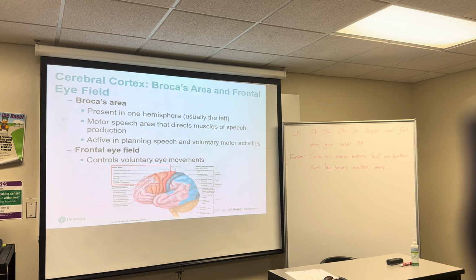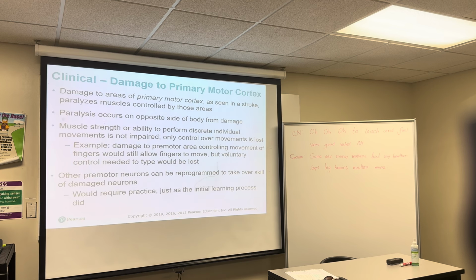As I have been talking about the Broca's area, what is the function of the Broca's area? Present in one hemisphere, usually the left, because why? If you are right-handed, that means your left is dominant, so your Broca's area is present in the left. Motor speech area that directs muscles of speech production, active in planning speech and voluntary motor activities. And also the frontal eye field controls the voluntary eye movement.